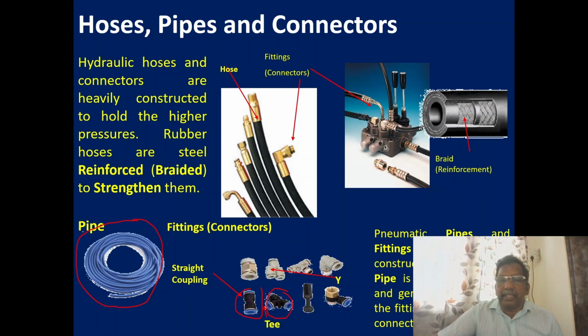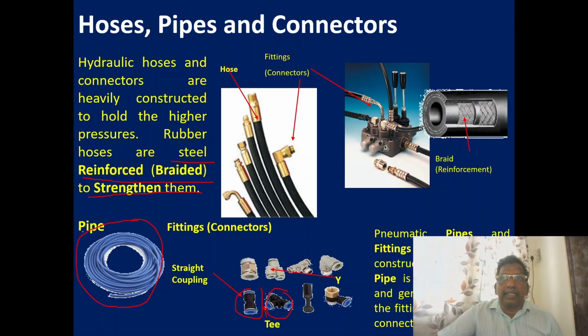Pneumatic pipes and fittings are of light construction. Pneumatic pipe is made from nylon and generally connects to the piping with push fit connectors. Hydraulic hoses are reinforced. We use steel reinforced hoses, so rubber hoses with steel reinforcement, because you have to strengthen it and you have to be safe.